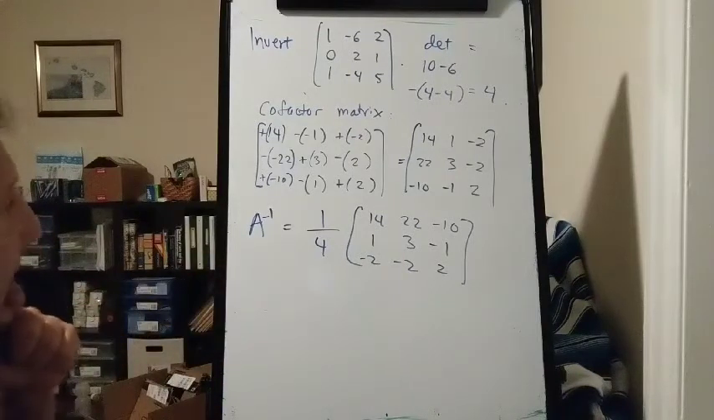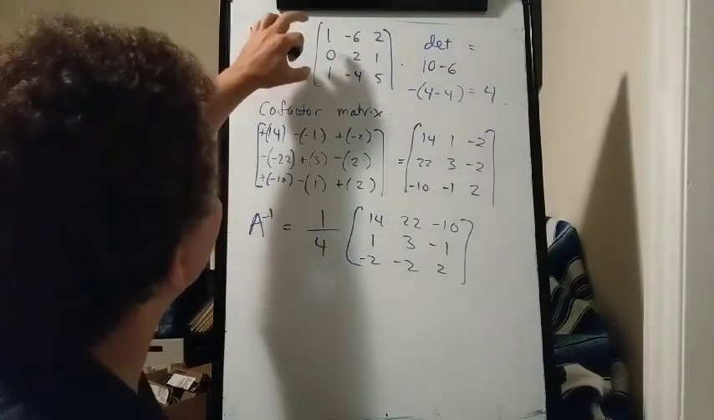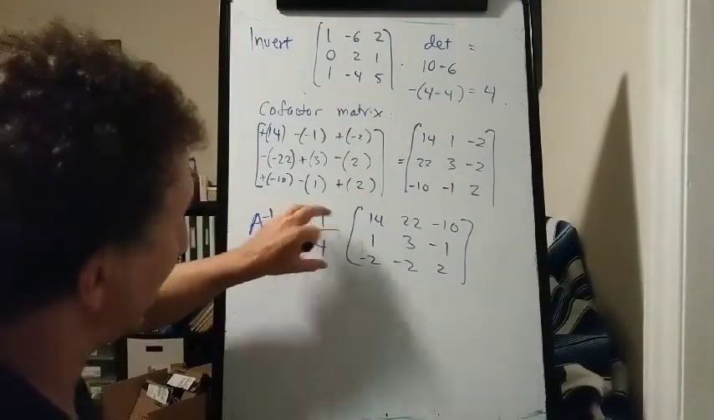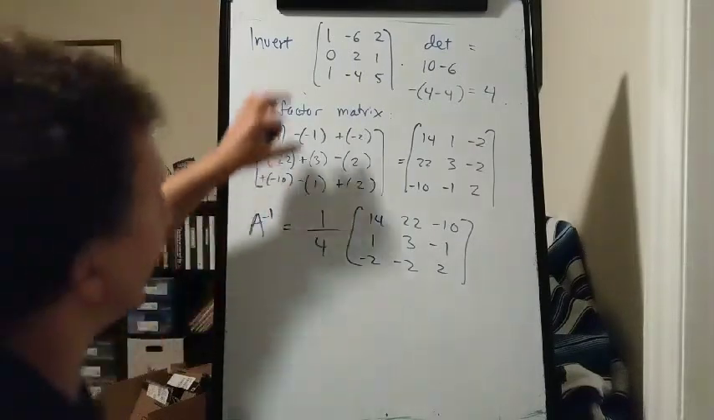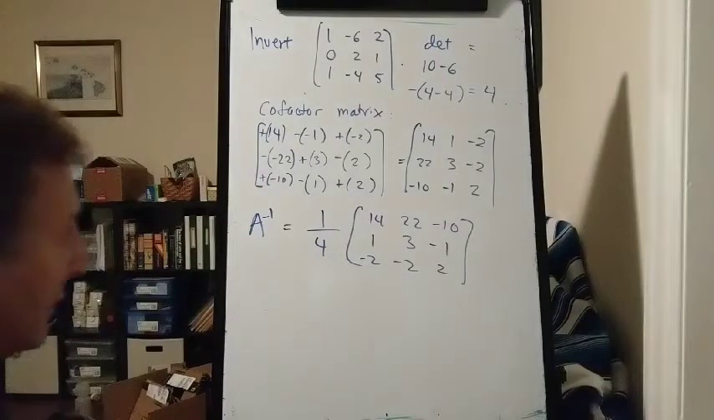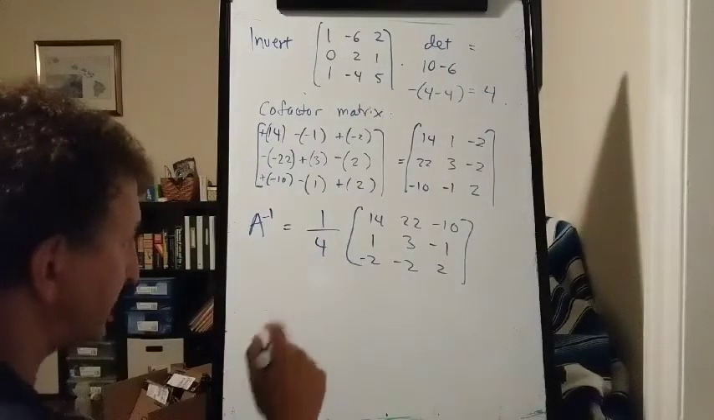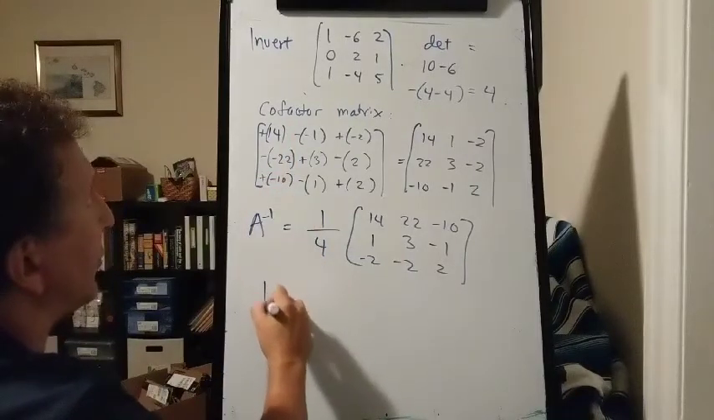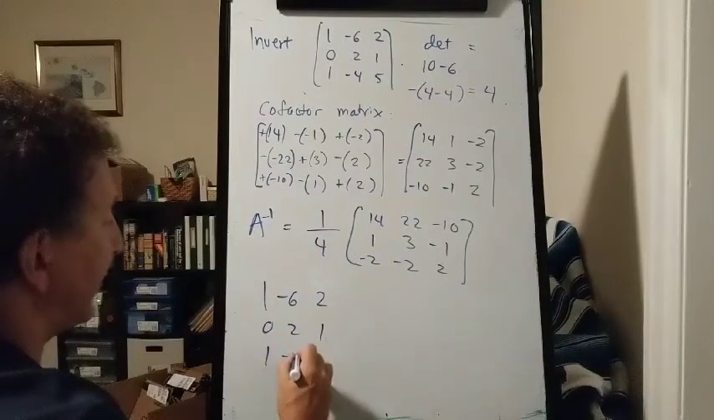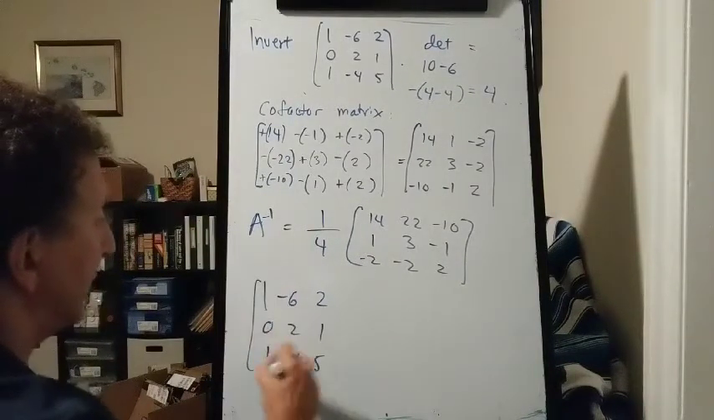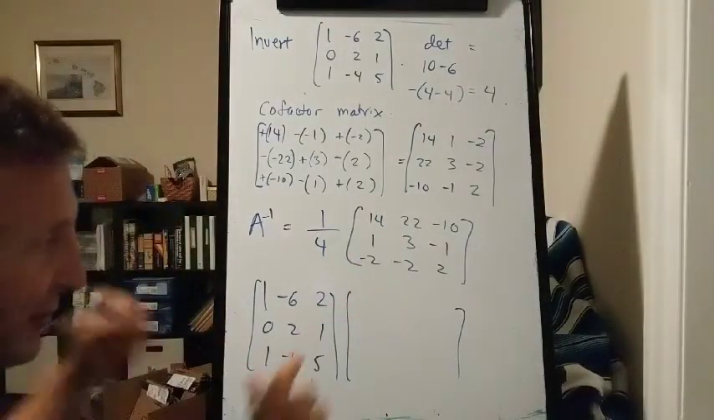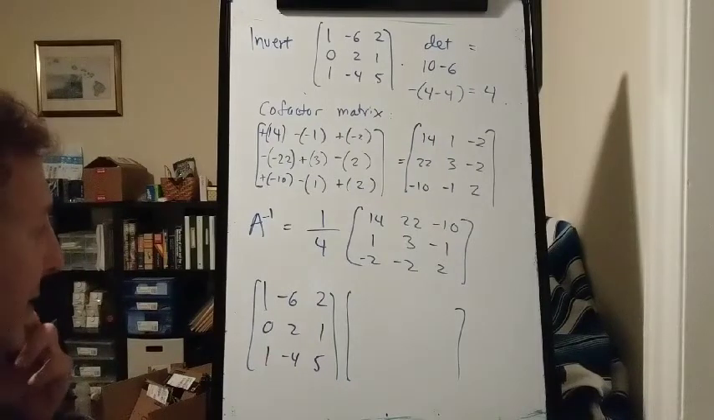Alright, now let's check this. So if we multiply the original matrix by this, we should get the identity. Or if we ignore the 1/4 and multiply the original matrix by this, we should get 4 times the identity. So let's put the original matrix down here. 1, negative 6, 2, 0, 2, 1, 1, negative 4, 5. And let's just multiply these two integer matrices and see if we get 4 times the identity.